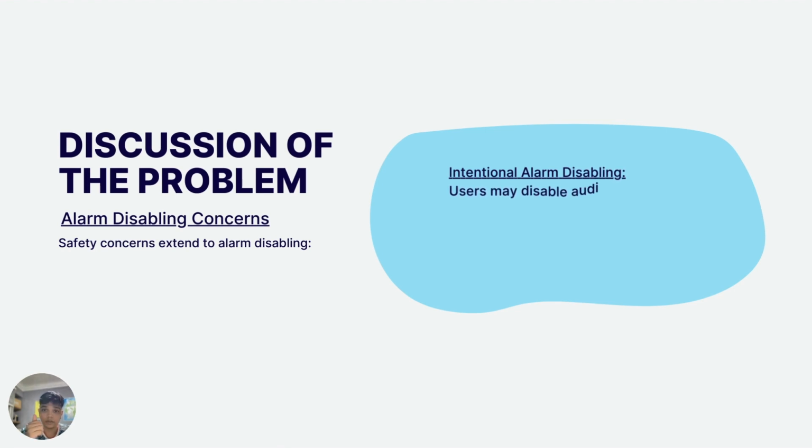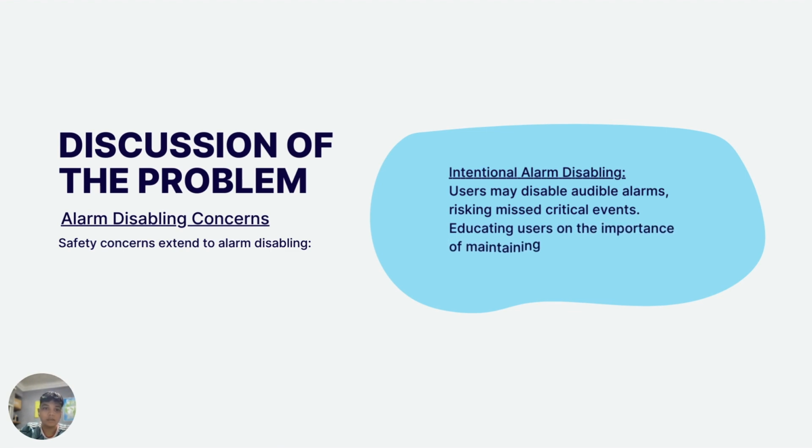Lastly, for the alarm disabling concerns, the intentional disabling of audible alarms undermines the purpose of the monitoring system and jeopardizes one's safety. User education and awareness initiatives are crucial to mitigate the risk and to ensure adherence to safety protocols.